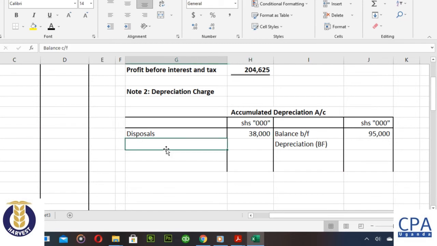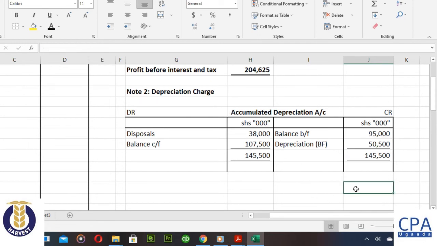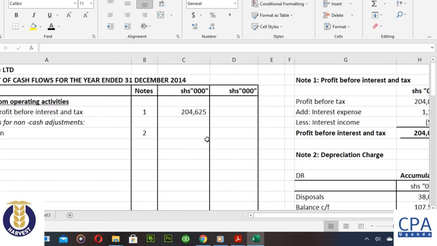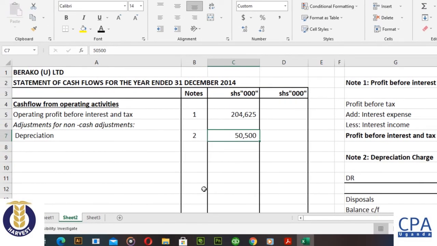And then of course I have the balance carried forward, the closing debit balance of 107. So I'll balance off the T account from the debit side, sorry, and then I'll be moving towards the credit side. If that's the balancing figure, then what is our depreciation? My computations are giving me 505, and that is exactly what I'm going to bring here as our depreciation non-cash item.